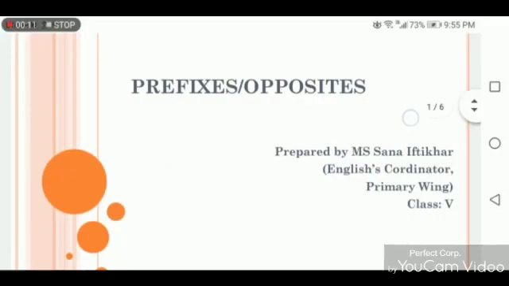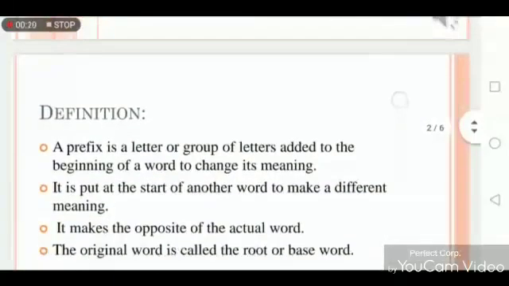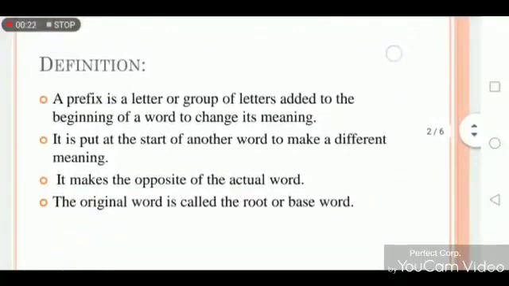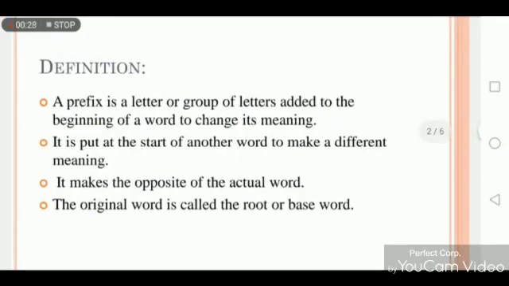Today we are going to discuss the prefix, which is sometimes also known as opposites. Let's begin our lesson with the definition of prefix. A prefix is a letter or group of letters added to the beginning of a word to change its meaning. It is put at the start of another word to make a different meaning. It makes the opposite of the actual word. The original word is called the root or base word. We can understand these points by looking at the examples.